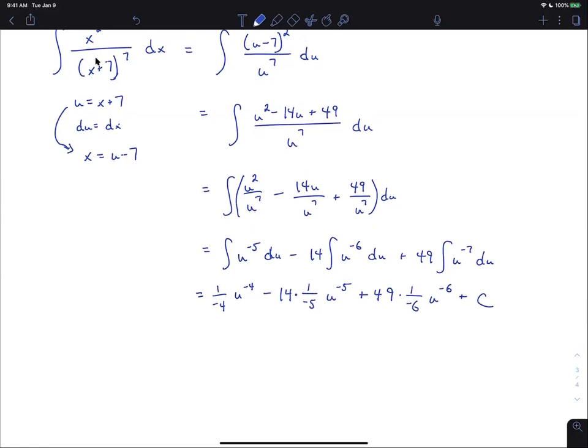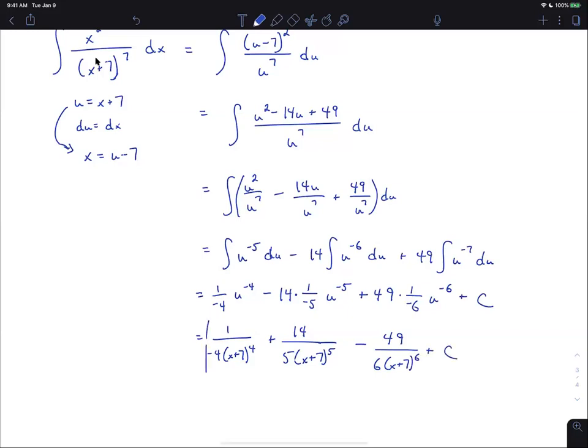All right, so then we can move the u to the bottom and sub it back in. So we get 1 over negative 4 times x plus 7 in the bottom, plus 14 over 5. Oh, I'm sorry, x plus 7 to the 4th. Let's fix that. Doesn't look very neat anyway. All right, so x plus 7 to the 4th, and then 14 over 5, x plus 7 to the 5th in the bottom. And then minus 49 over 6 times x plus 7 to the 6th plus c, and that's the answer.